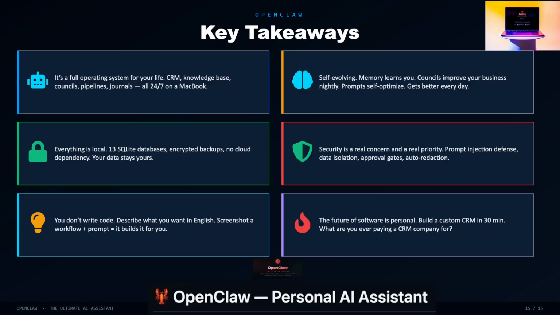Your data stays yours. 4. Security is a real concern and a real priority. Prompt injection defense, data isolation, approval gates, auto-redaction. It's not perfect, but it's hardened. 5. You don't write code. You describe what you want in English. Screenshot a workflow, add a prompt, and it builds it for you.